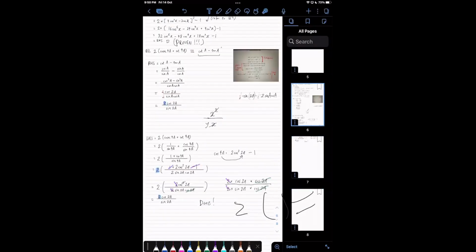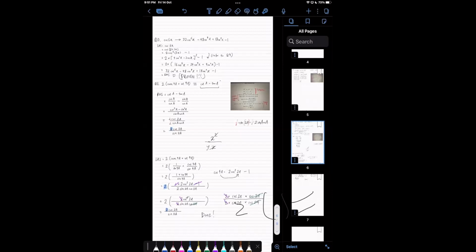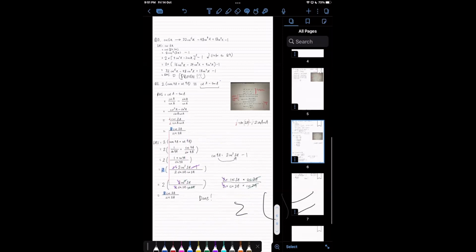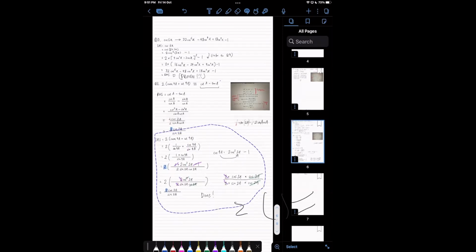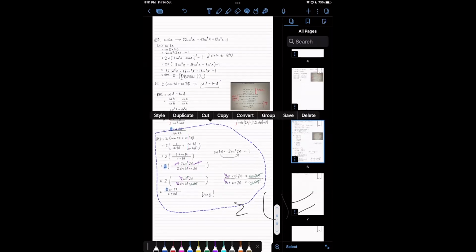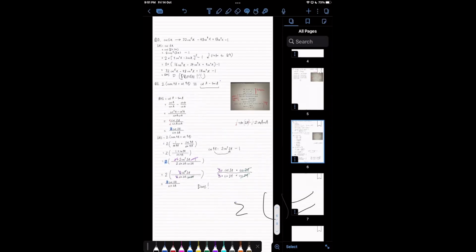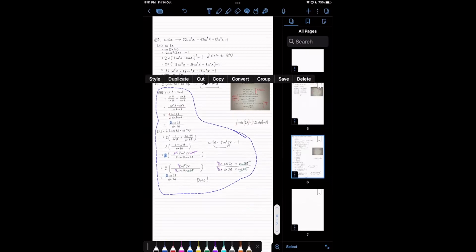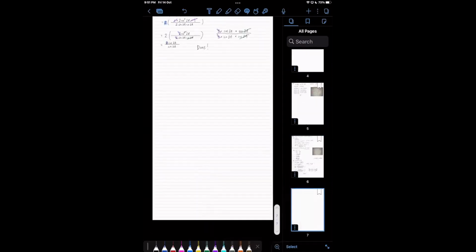Wow, this is taking a lot of pages. Wait a minute, let me reformat this a little bit. Okay, I don't want this. So this space was wasted. I don't need that wasted space. Can I just shrink my handwriting a bit? Okay, shrink it down, bring it up. Done. Next question. Let's go to question 12.